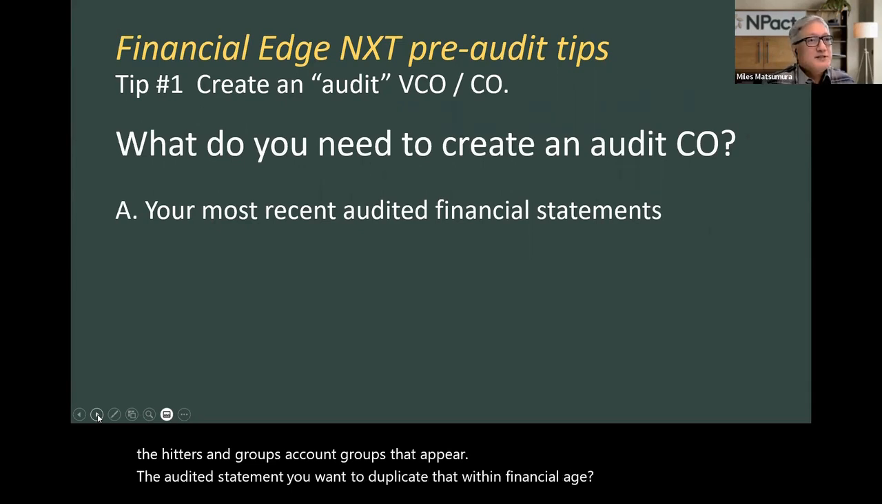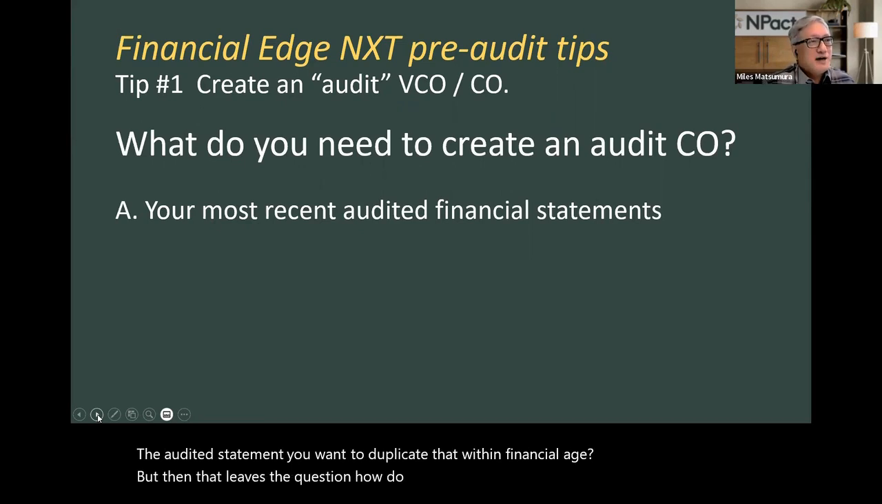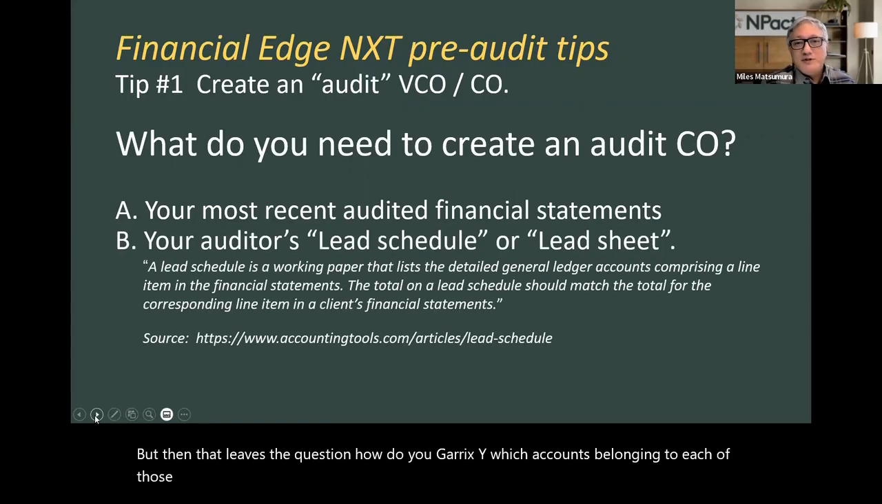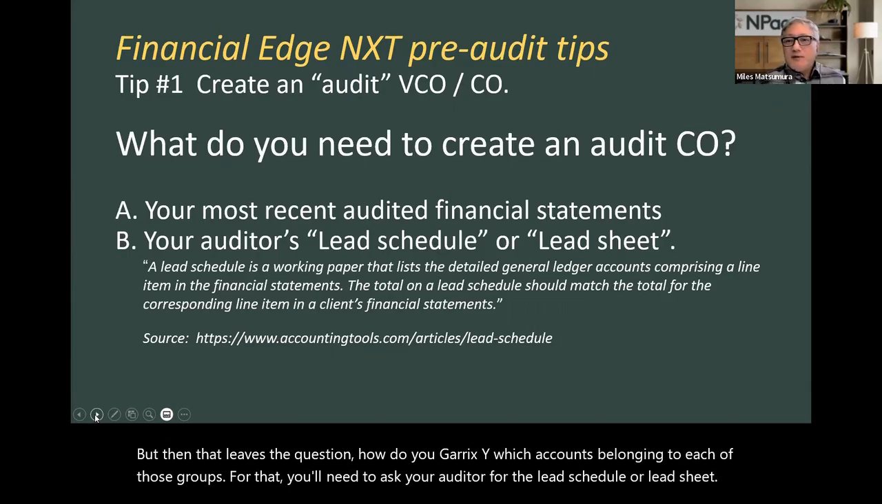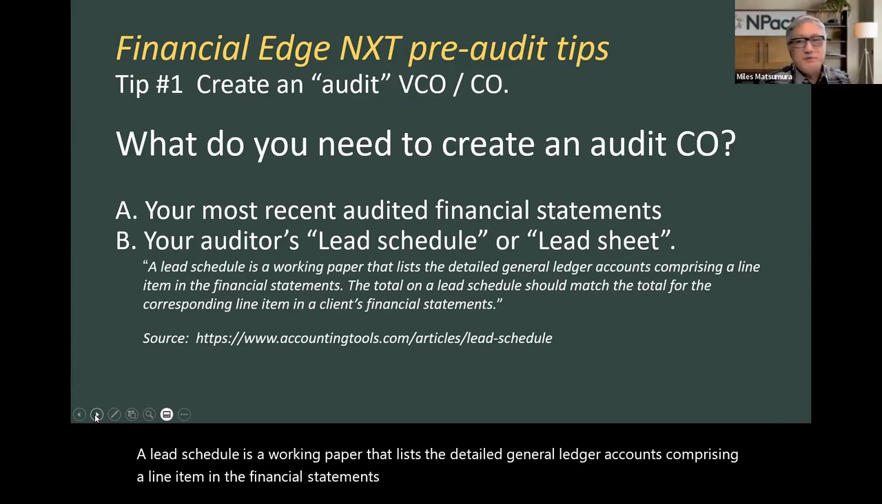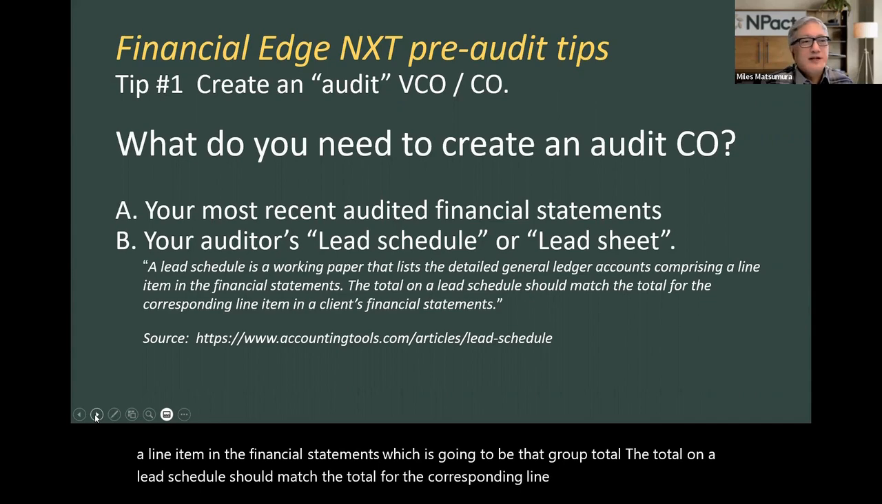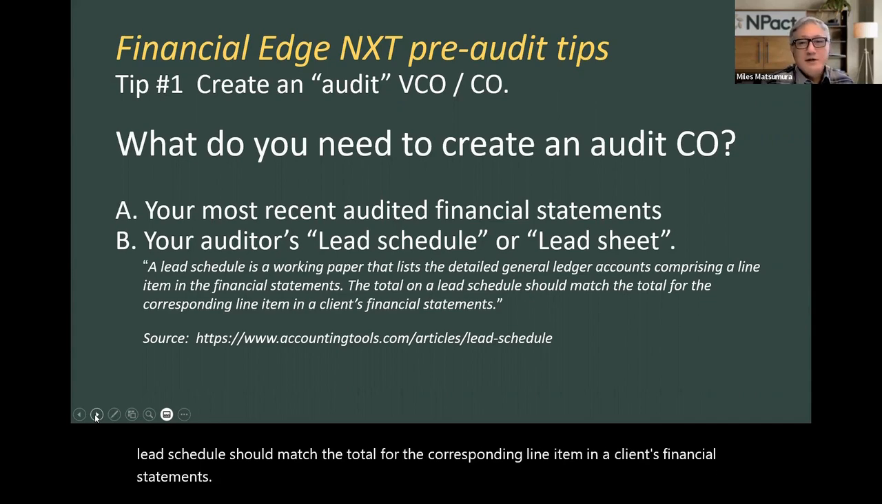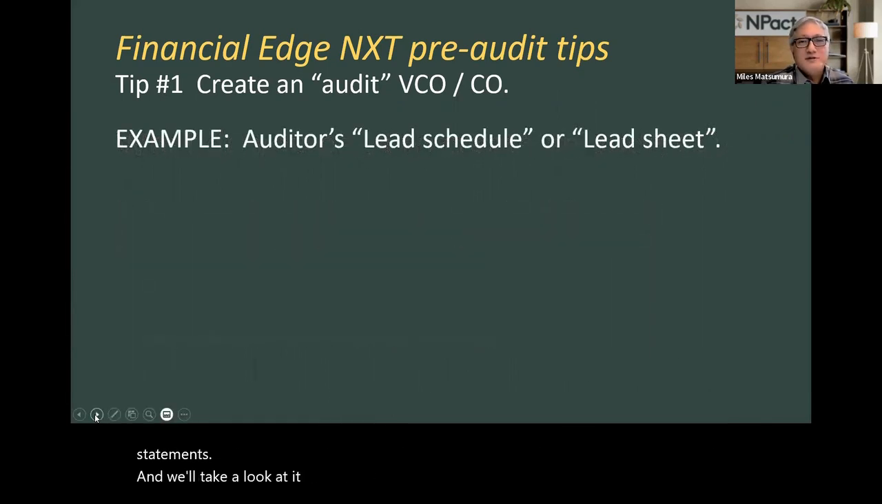But then that leaves the question, how do you verify which accounts belong in each of those groups? For that, you'll need to ask your auditor for the lead schedule or lead sheet. A lead schedule is a working paper that lists the detailed general ledger accounts comprising a line item in the financial statements, which is going to be that group total. The total on a lead schedule should match the total for the corresponding line item in a client's financial statements. And we'll take a look at an example of your auditor's lead schedule.